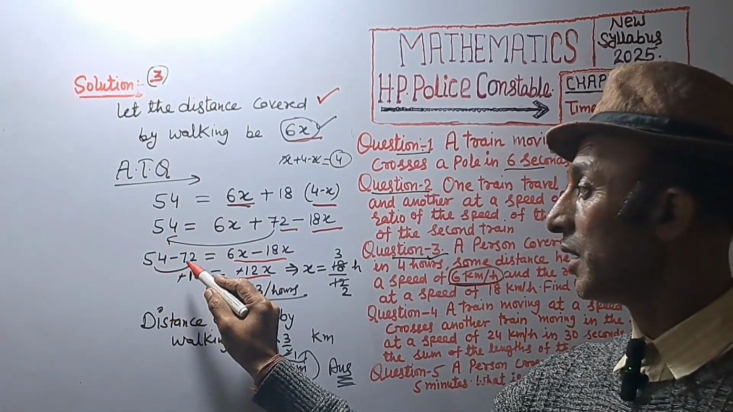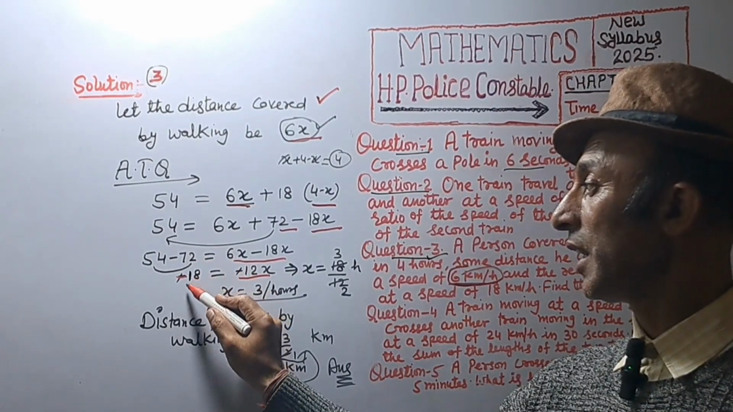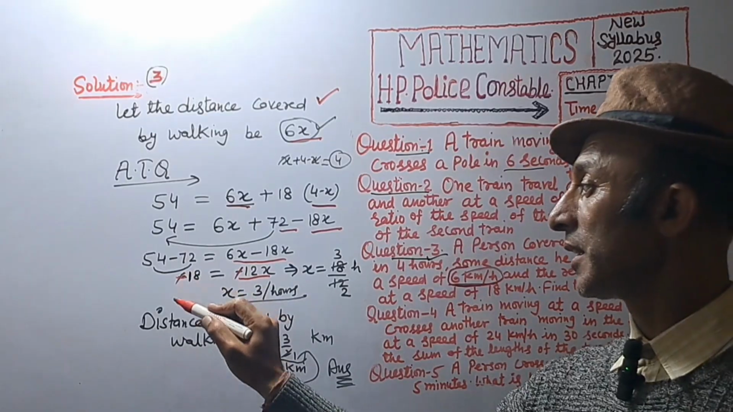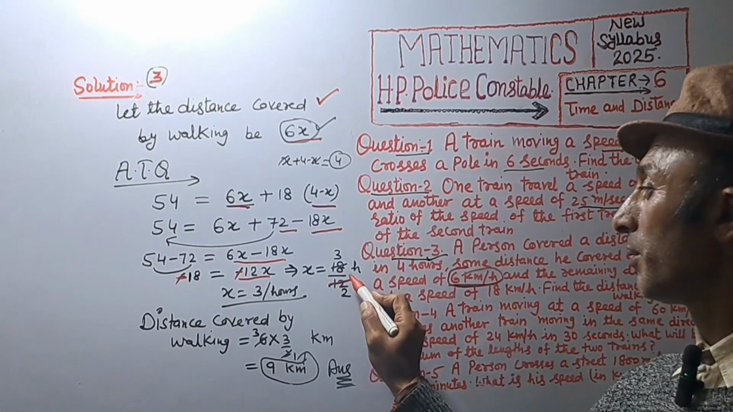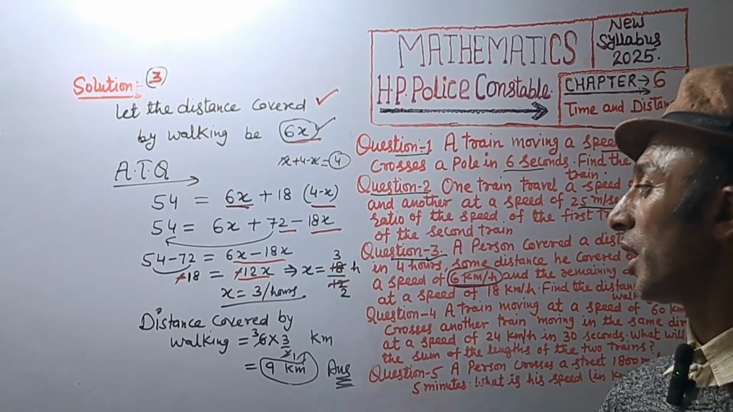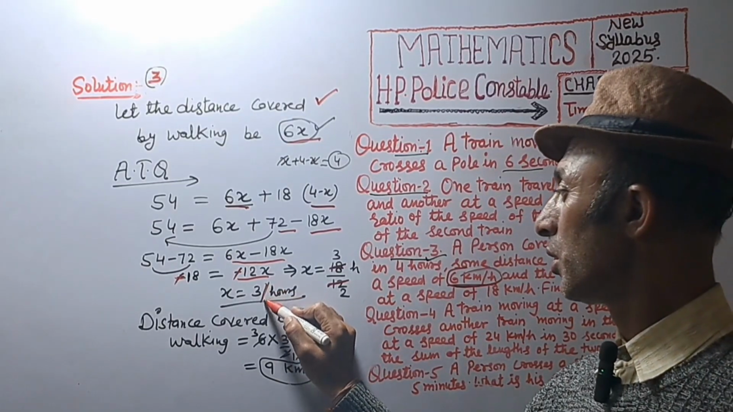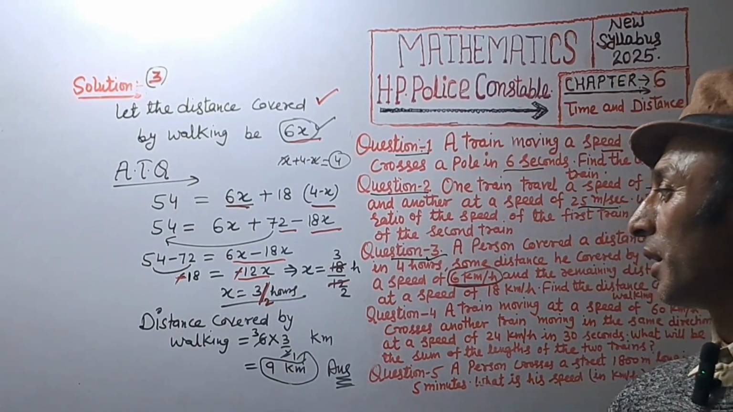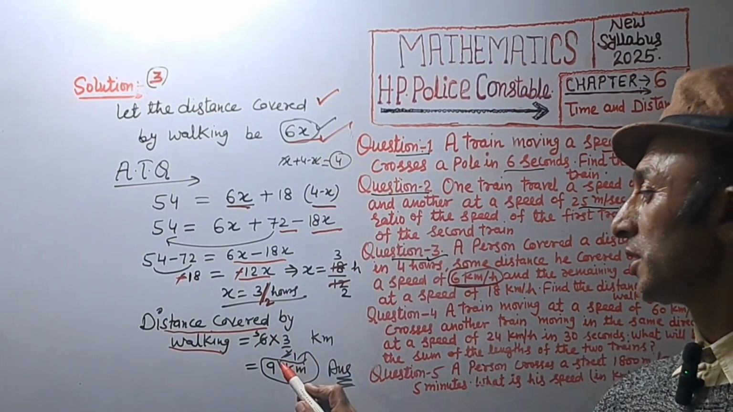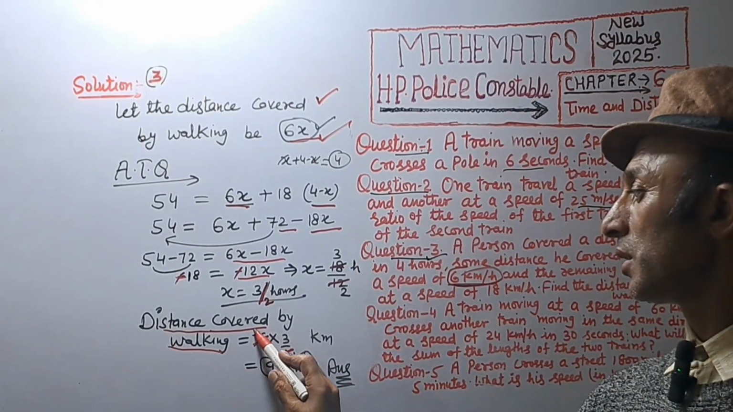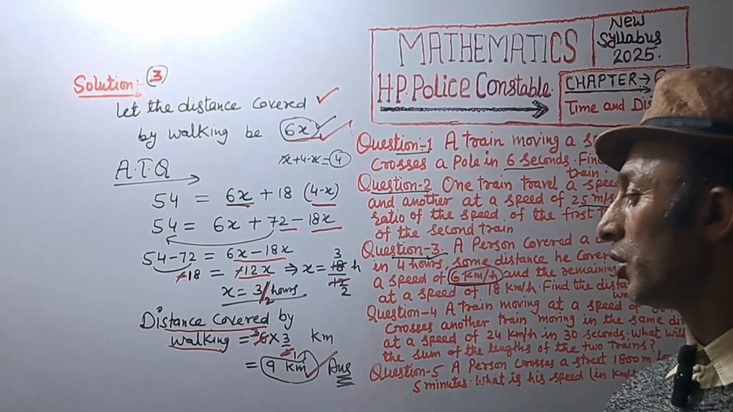72 is shifting to the left side. This will be negative, and subtracting 54 minus 72, that is negative 18. Negative is cancelled, and we get x is equal to 18 upon 12, that is equal to 3 upon 2 hours. So distance covered by walking is equal to 6x, 6 into 3 upon 2, 3 2s are 6, and 3 into 3, that is equal to 9 km. Answer.